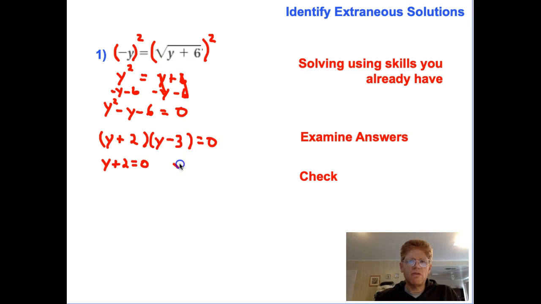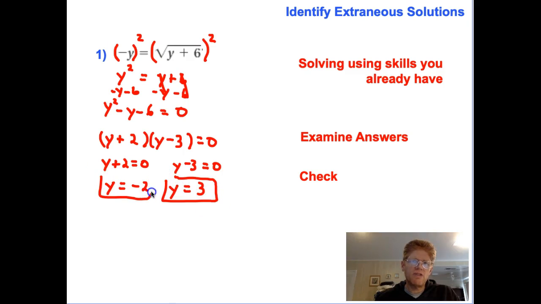y plus 2 is equal to 0, or y minus 3 is equal to 0. And then I subtract from both sides, and I'm going to get that y is equal to negative 2, and y is equal to positive 3. Those are my two possible solutions. And then I need to substitute them in to see if there are any extraneous solutions.